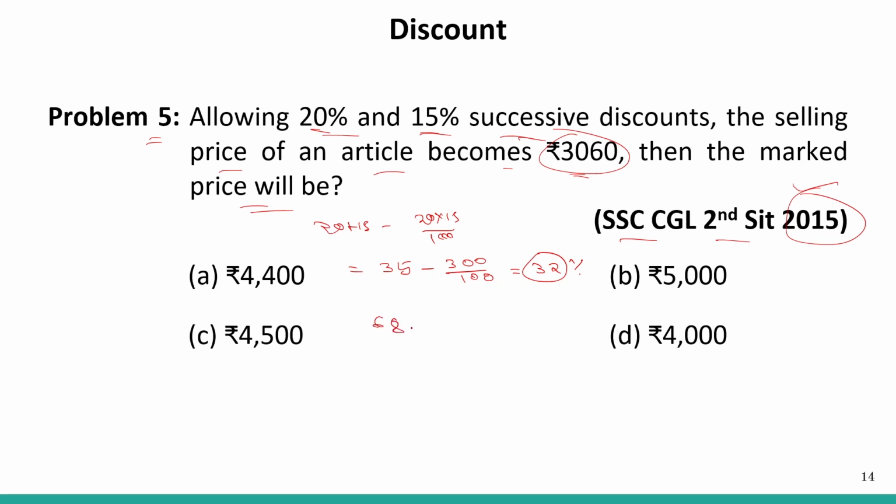So 68% is equal to 3060. So this implies that 1% is equal to 3060 by 68, right? So this implies that 100% is actually equal to 3060 by 68 into 100, right? So let's see which among these four is actually correct. Is it 4400, 5000, 4000 or 4500?